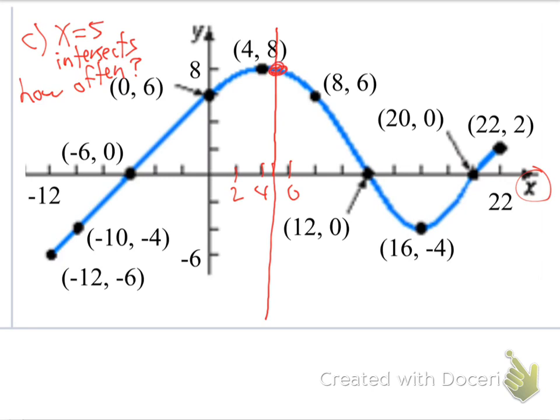Well, there's one time right there. Otherwise, it wouldn't be a function. One time, right. Good point. Kind of a silly question. Now, sometimes they'll also ask for a horizontal line, though. Oh, okay. So that'll be more tricky. They'll say, how many times?